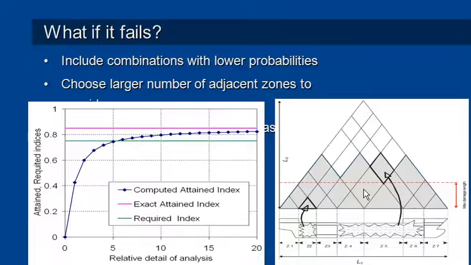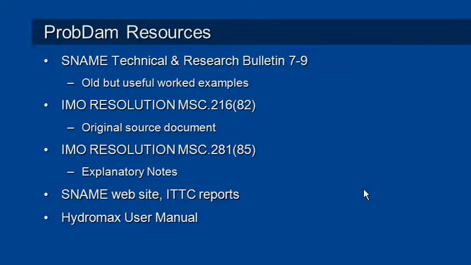Finally, if none of these changes work, then you may have to consider changing your compartmentation and reducing the distance between watertight boundaries in order to reach the attained index.